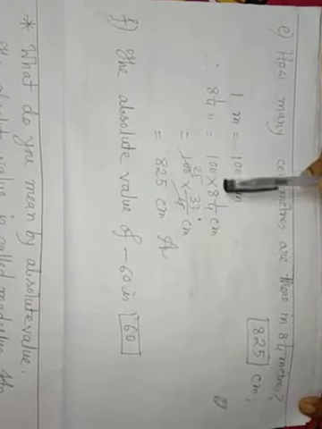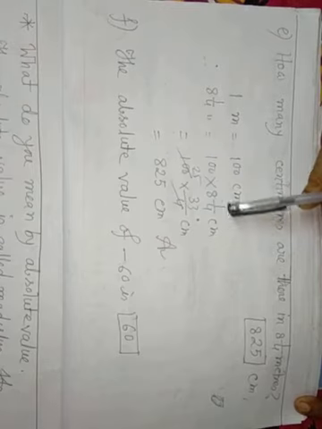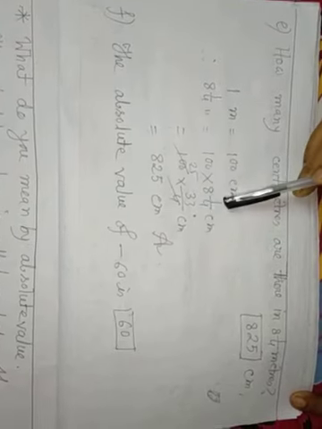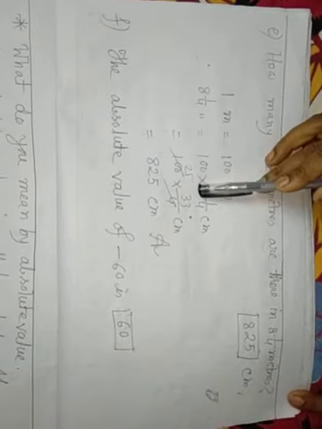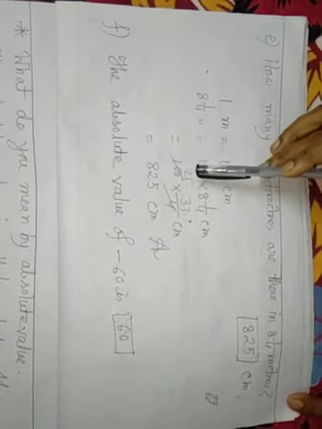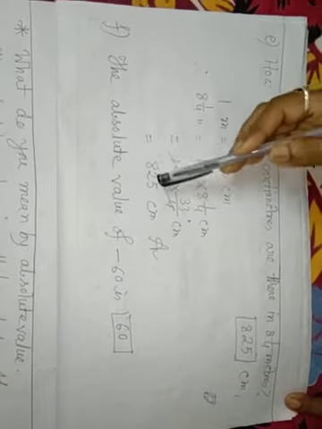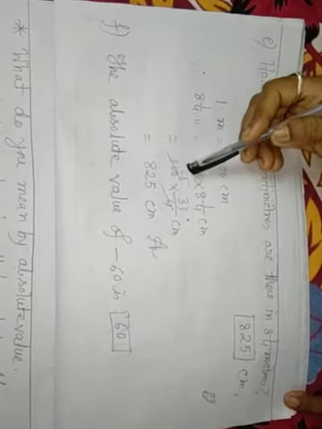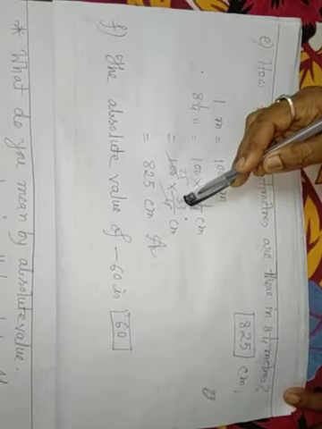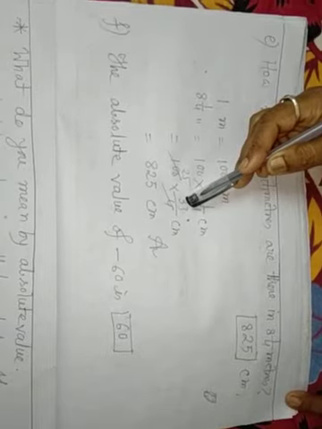E. How many centimeters are there in 8 1 by 4 meters? 1 meter equal to 100 centimeter. So 8 1 by 4 meter equal to 100 into 8 1 by 4. That is 100 into, 4 eights are 32 plus 1, 33 by 4. So 25 into 33.